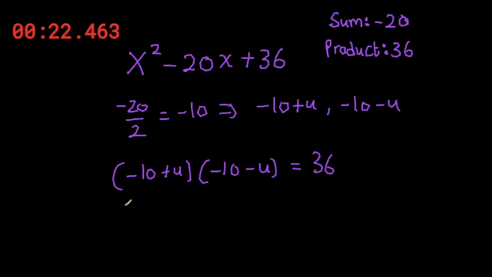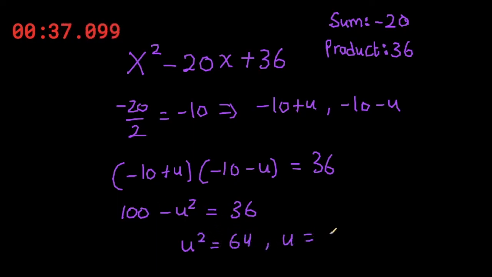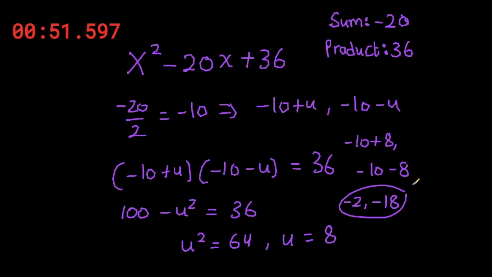So negative 10 times negative 10 is 100. The two middle terms will cancel each other out, so let's jump into the final terms. u times negative u is negative u squared, equal to 36. So u squared is equal to 64, and so u is equal to 8, or negative 8, doesn't matter. So negative 10 plus 8 is one of our numbers, and negative 10 minus 8 is our second number. So our first number is negative 2, and our second number is negative 18, and we're done. That looks like we found it in around 50 seconds.